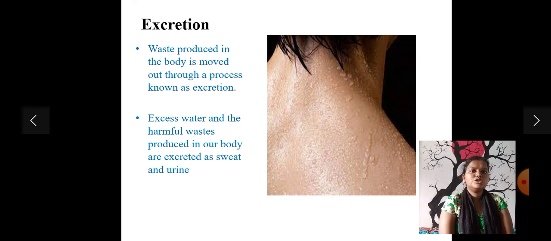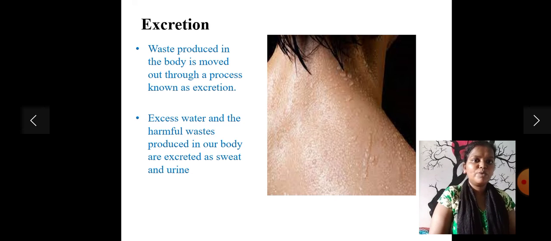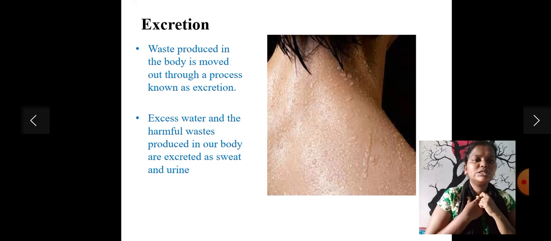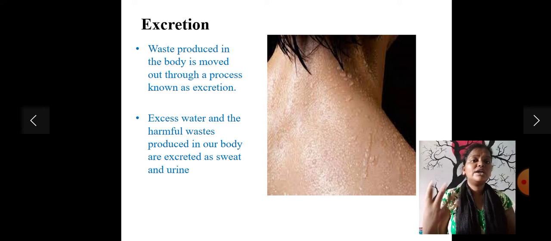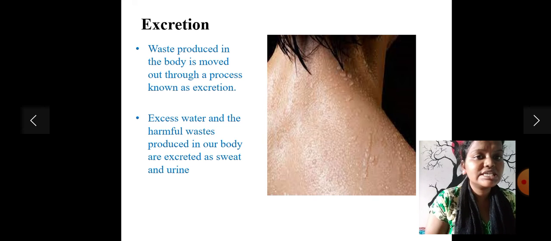Okay. Next topic we will see is excretion. Waste produced in our body and removed through a process is called excretion. In this summer, what do you feel? We feel some sweat in our body. That is called excretion. That is a waste part of our body. It comes out of our body. This is called excretion.